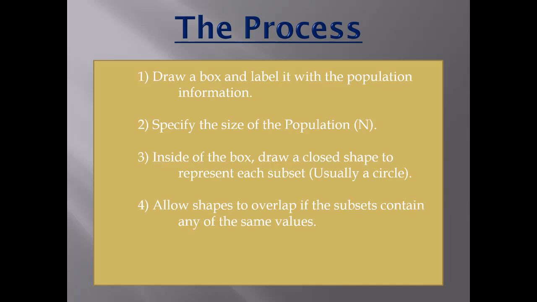And then you allow those circles or other shapes to overlap if it's possible that those subsets have a common element in them. So if they share any of the same values, then they would overlap. So for instance, if you had a sample of people who had brown eyes, and you had a sample of people who had brown hair, then those two shapes for those samples should overlap, because there are people who have both brown hair and brown eyes. So those two shapes should overlap.